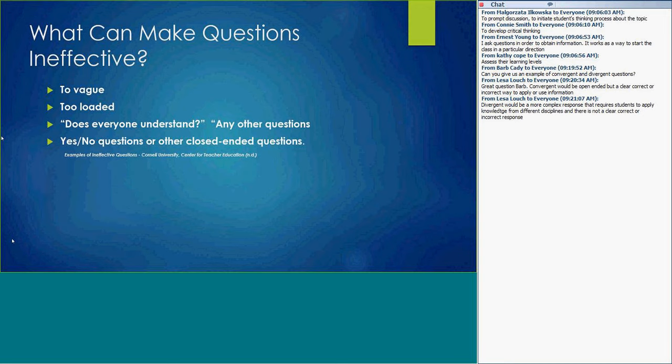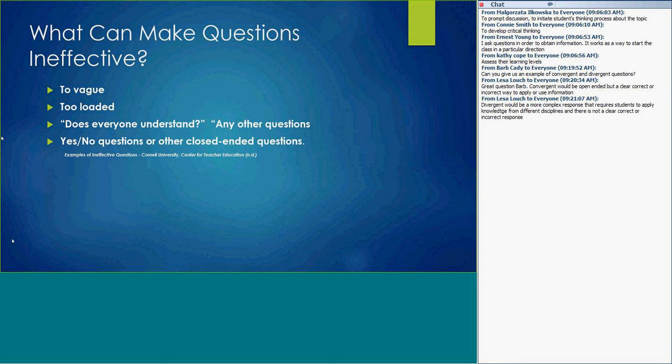Before we go on to the next slide, I want to address a question that we had in the chat box from Barb Cady. She asked, can you give us an example of convergent and divergent questions? A really good question, Barb, and I did provide a couple of posts there to give a definition of what those are.